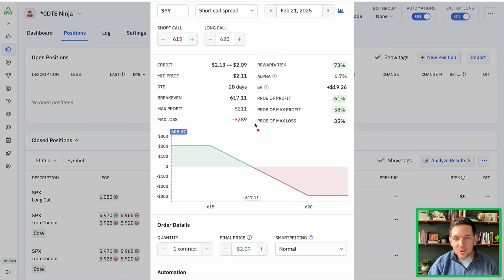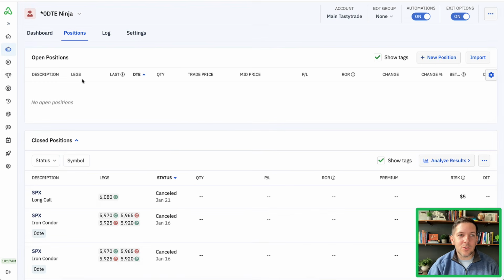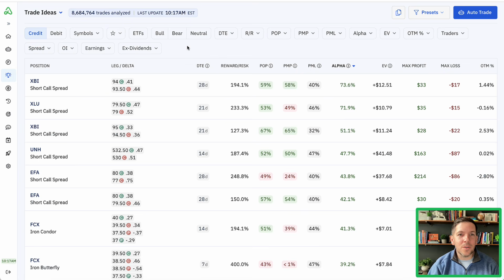What I like about this trade compared to the other one, just looking at it, it's got a little bit better probability of profit. It does have a positive expected value and positive alpha. So generally speaking, the metrics are a little bit better for this trade compared to the other trade. This is where you might want to take one type of position over the other.